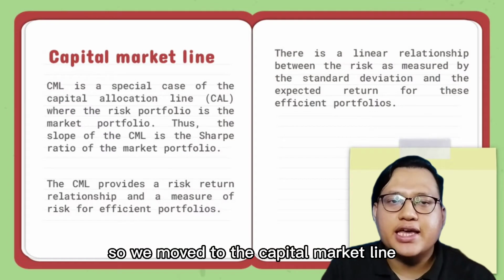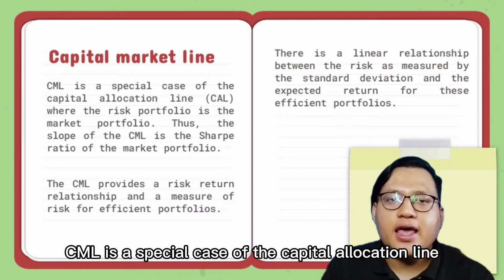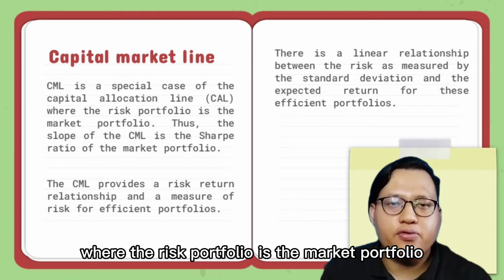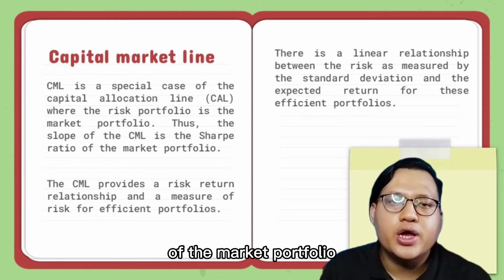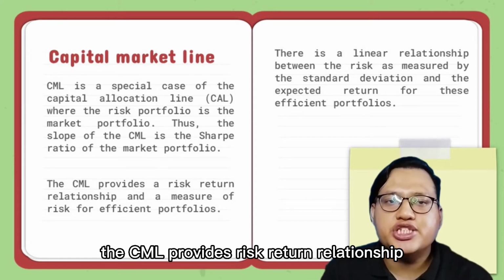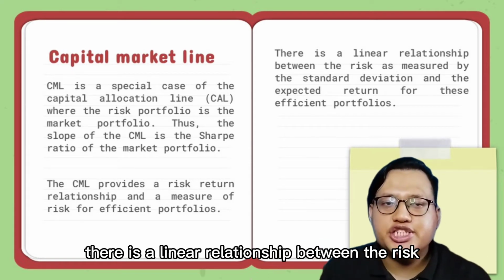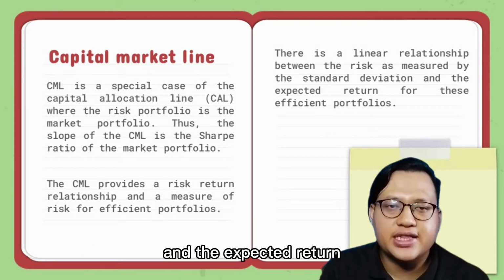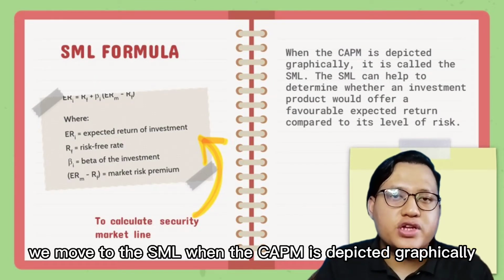So we move to the capital market line, which represents portfolios that optimally combine risk and return. The CML is a special case of the capital allocation line, or CAL, where the risky portfolio is the market portfolio. Thus, the slope of the CML is the Sharpe ratio of the market portfolio. The CML provides a risk-return relationship and a measure of risk for efficient portfolios. There is a linear relationship between the risk, as measured by the standard deviation, and the expected return for these efficient portfolios.